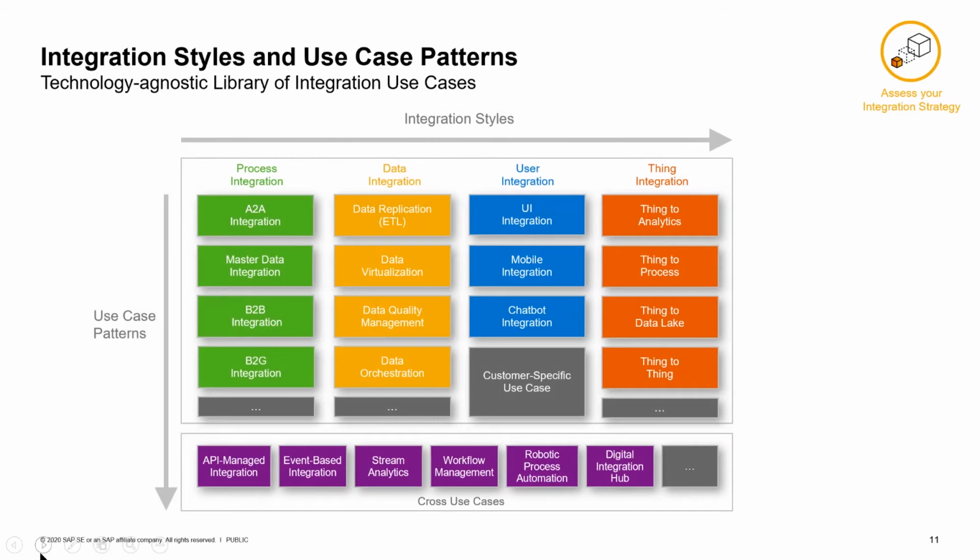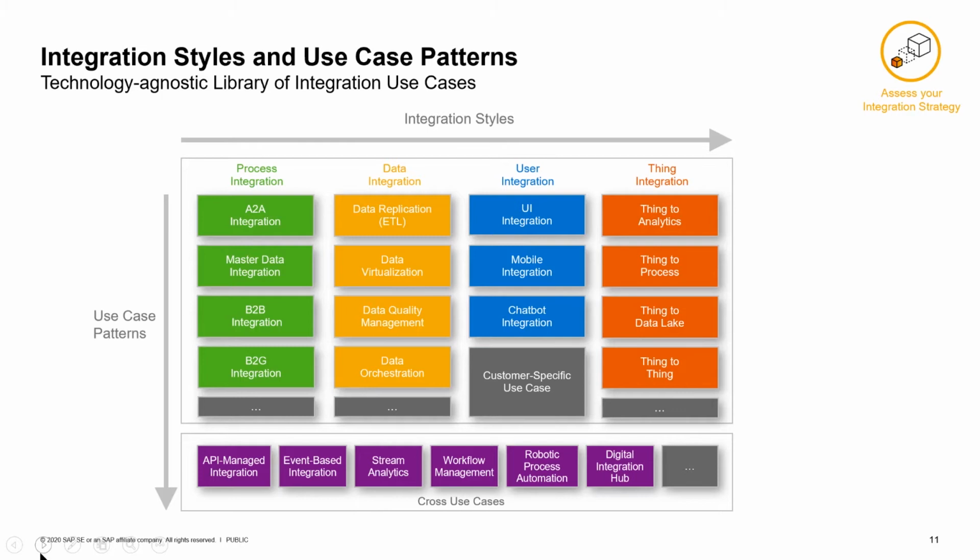The next level of assessment is done with the help of integration styles and integration use case patterns. Integration styles represent different categories of integration, which is process, data, user, and thing integration style. Each style has specific characteristics and can be refined by use case patterns. For example, the data integration style includes use case patterns such as data replication, data virtualization, data quality management, and data orchestration.